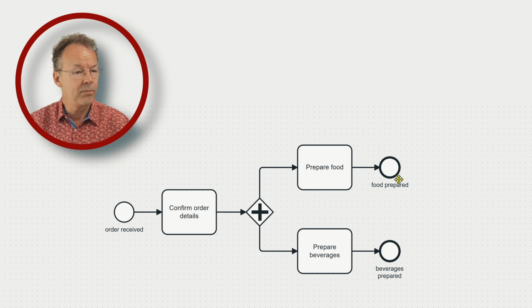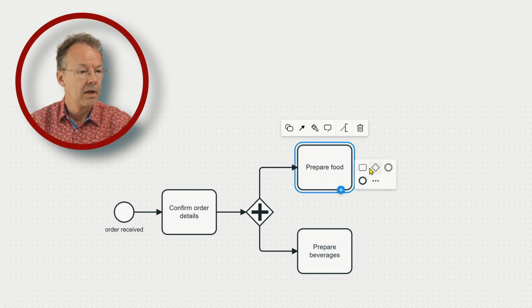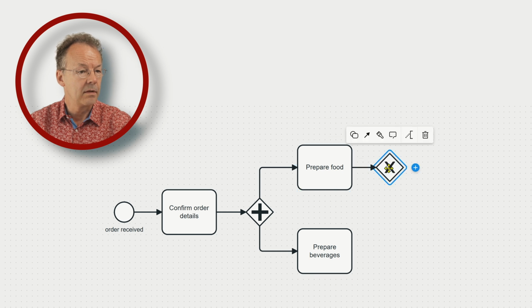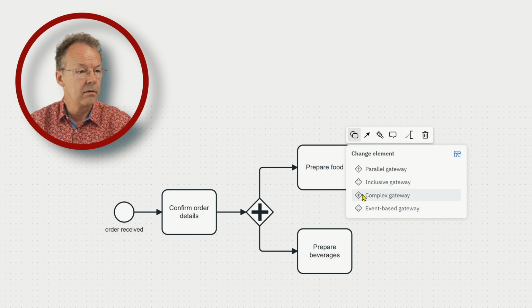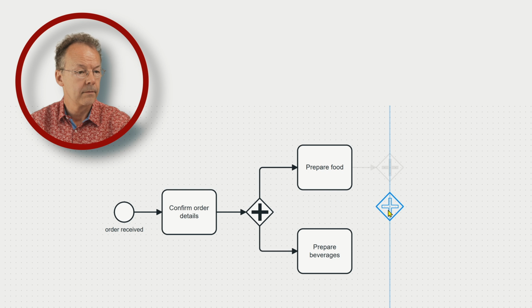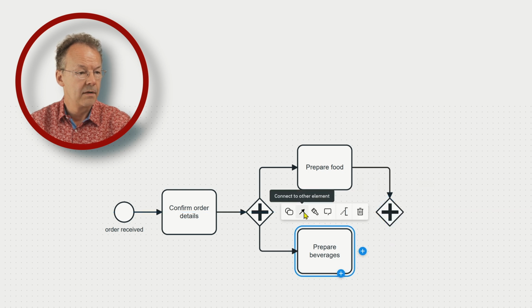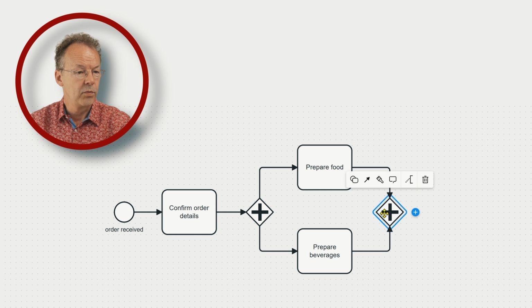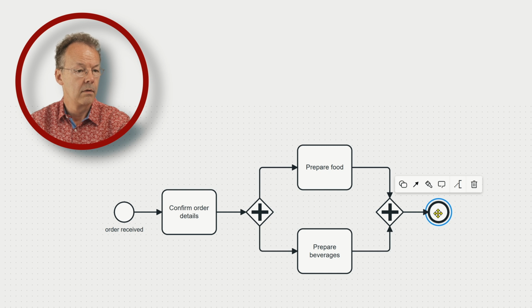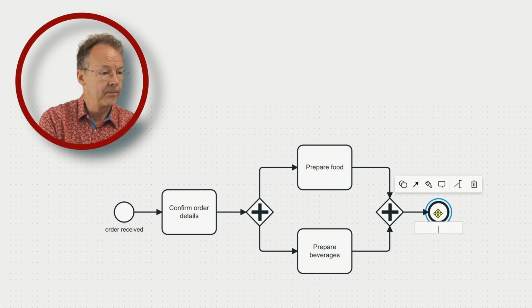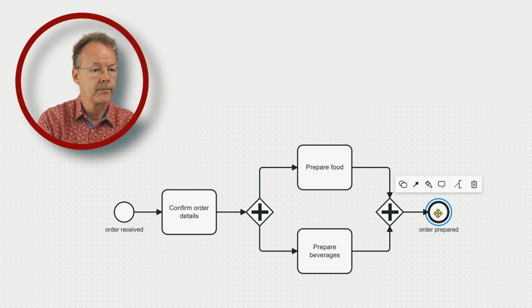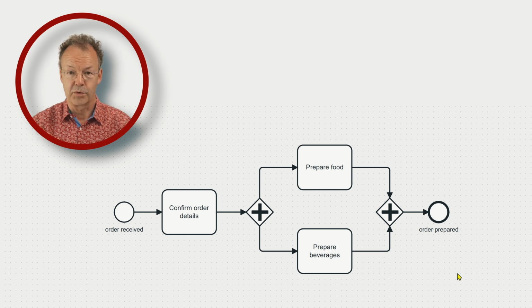The solution here would just be to delete these end events and then come up with a joining gateway, a joining parallel gateway, and then finish with an end event here. And this could be order prepared. That's the solution.